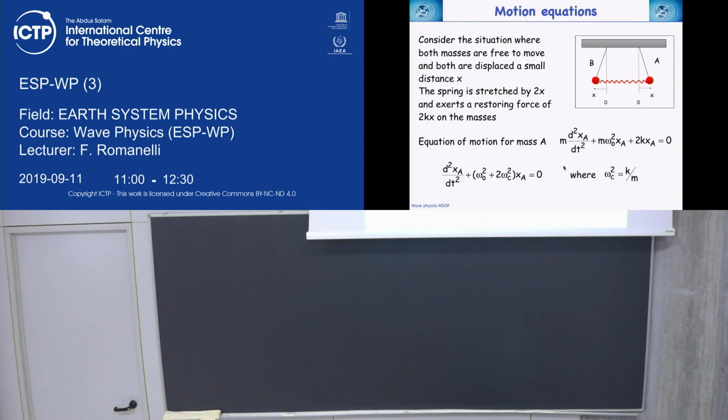Now you can rewrite it. And now you see, this is the same equation of a simple harmonic oscillator in motion, but with an additional term. It's the coupling.